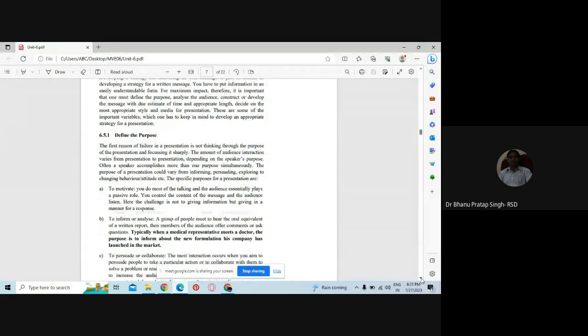The next is planning the presentation strategies. How can one plan a presentation strategy? First of all, we should be aware of the purpose. Define the purpose. Purpose comes first: for what purpose we are having the presentation. So the purpose should be very clear. In your presentation, the purpose should be defined first: for what purpose you are going to present any message, any communication.